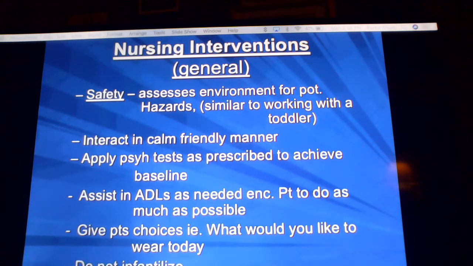One, it makes people feel good. It keeps them active in their own care. And if we do it for them, we make them feel like children, which we don't want to do. We take away their dignity. Okay?